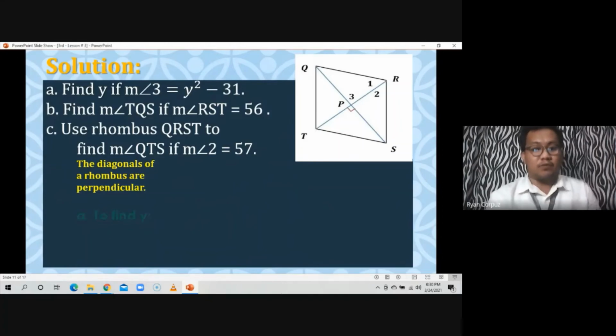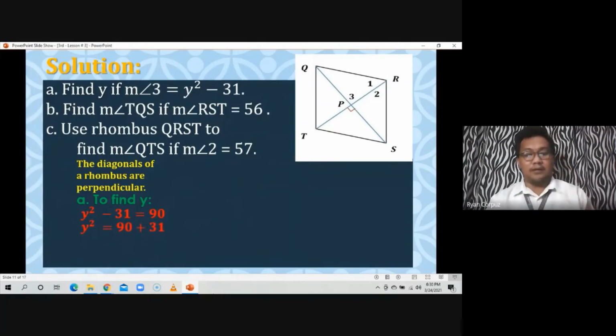How? To find y, we have to equate y squared minus 31, since the measure of angle 3 is also the same as the measure of this angle, and we know that its measure is equal to 90 degrees. So we'll come up with y squared minus 31 is equal to 90. Then isolate the given equation by moving 31 to the right side of the equation. So we'll come up with 90 plus 31, and 90 plus 31 is equal to 121.